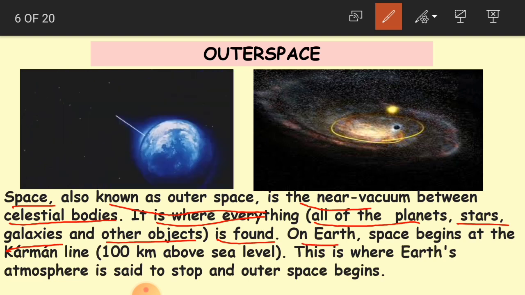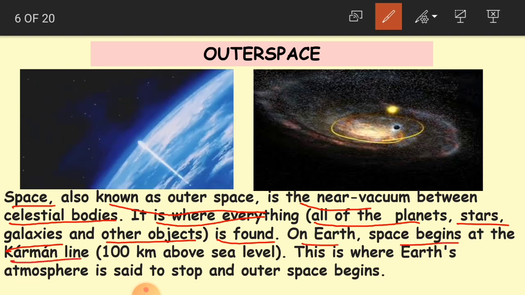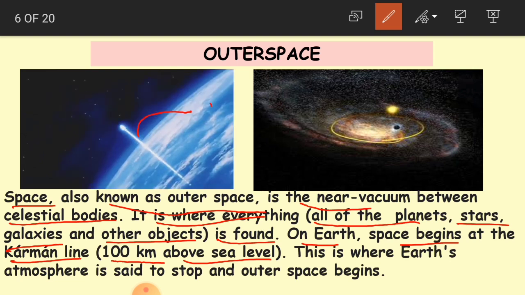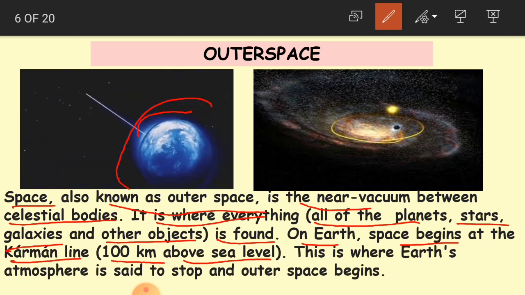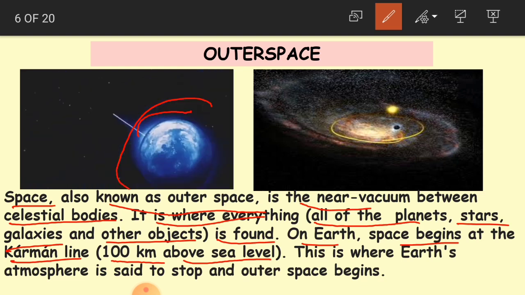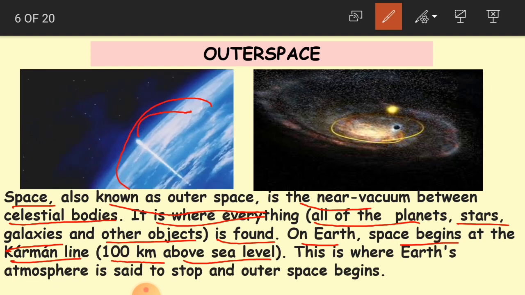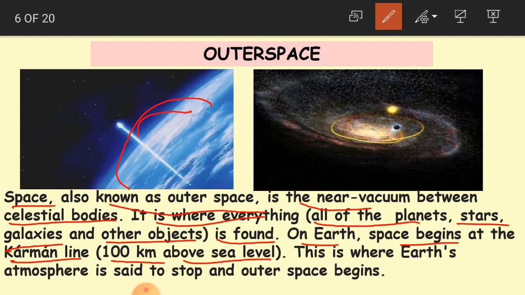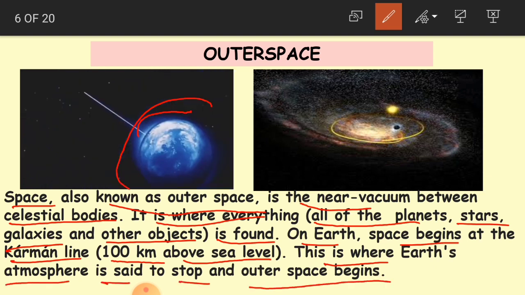On Earth, space begins at the Kármán line, that is 100 kilometers above sea level. See, 100 kilometers above sea level. So this is our Earth, children, and where this outer space starts on the Earth is the Kármán line. We call the line where the outer space starts the Kármán line. Where is it? 100 kilometers above sea level. This is where Earth's atmosphere is said to stop and outer space begins.